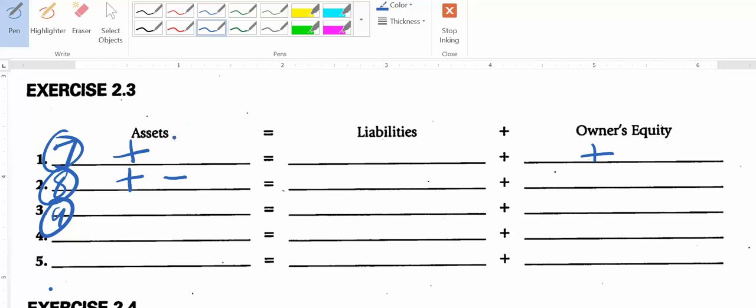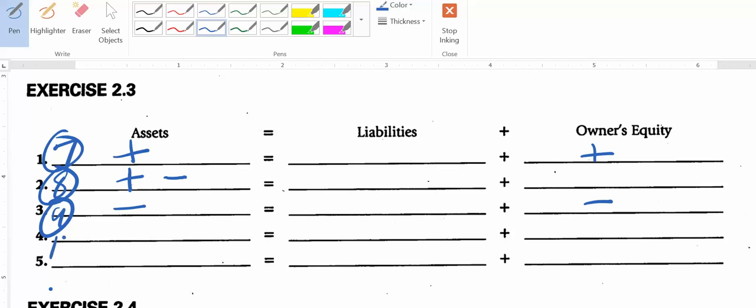Okay, number 9, paid salaries of $4,500 to employees. Cash is how we paid, so we are going to decrease our cash account. And when we pay our employees, that's an expense. That's a salary expense. So that's going to decrease owner's equity.